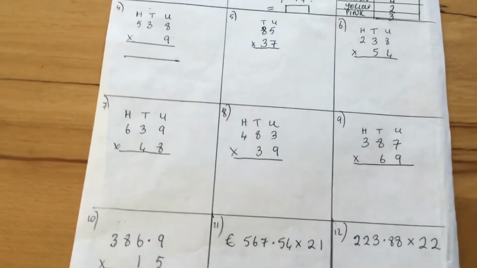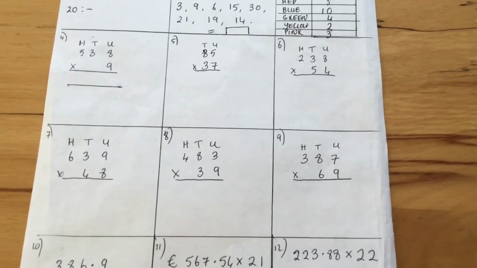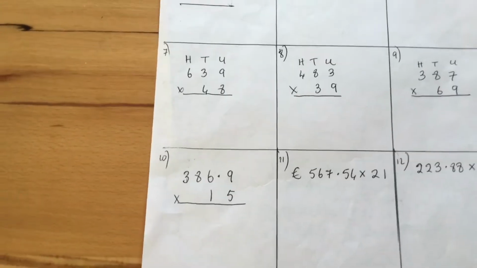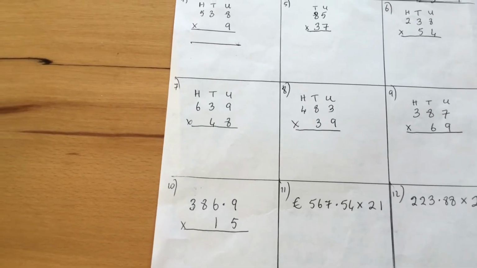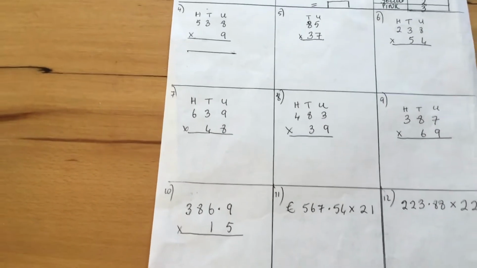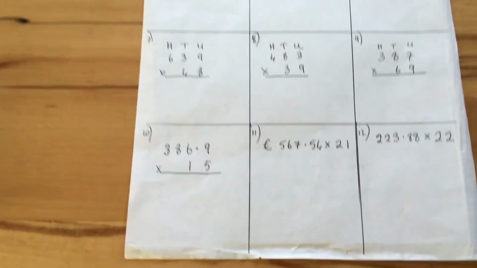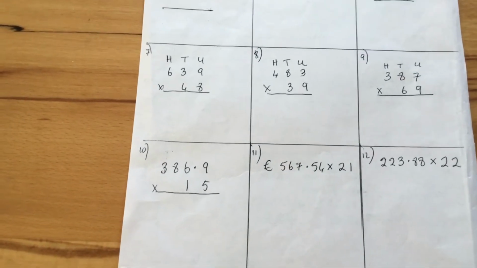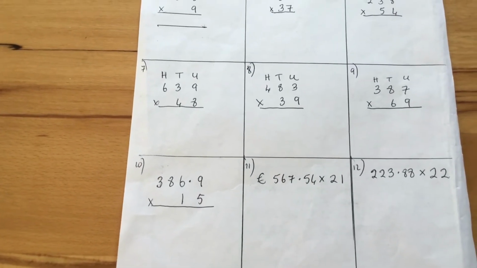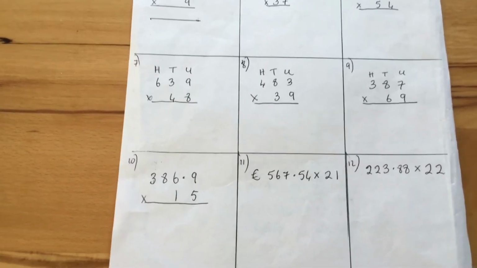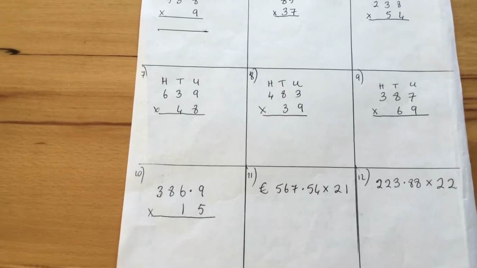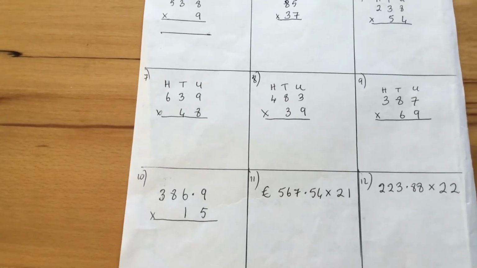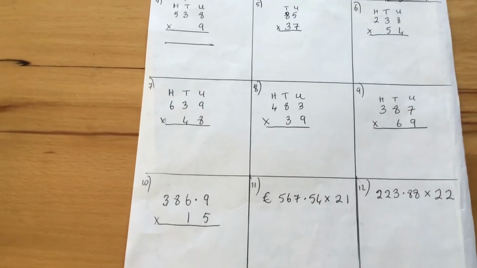Then your 483 by 39, 387 by 69, and 369.1 by 15, exactly the same as number 7, 8, 9, but the only difference is when you get to your answer, you must say, if there's one number after the decimal point in the question, there is one number after the decimal point in the answer. If there are 2 numbers after the decimal point of the question, 2 numbers after the decimal point of the answer, 3 numbers, 3, and so on.